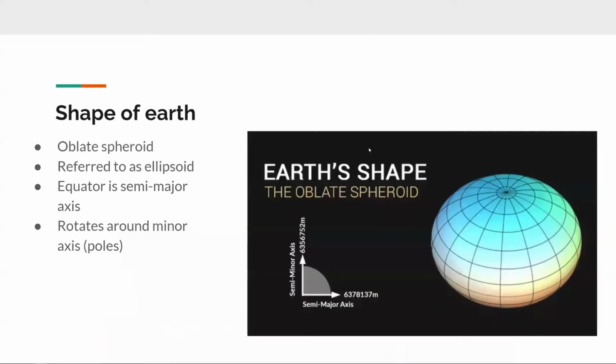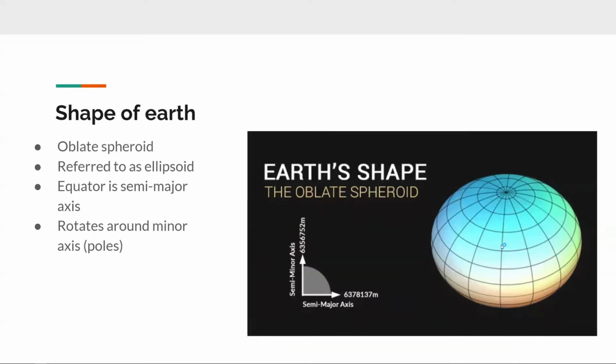So the shape of the Earth is technically referred to as an oblate spheroid. Don't worry about remembering that at all. Everyone just refers to it as an ellipsoid. So it's just a 3D ellipsoid, just bulging out at the equator right here. In ellipsoids, the wider axis is called the semi-major axis. So that's the equator, and it's going to be bulging out a little bit.